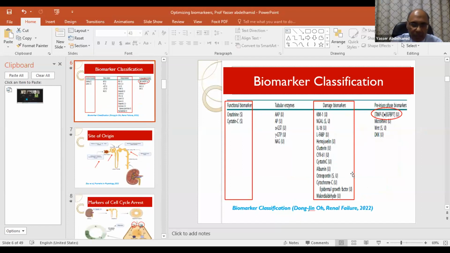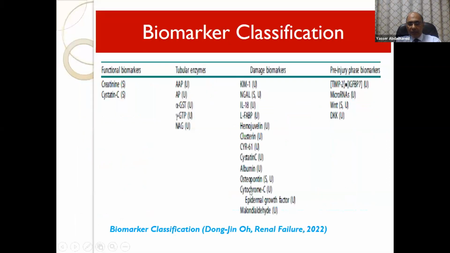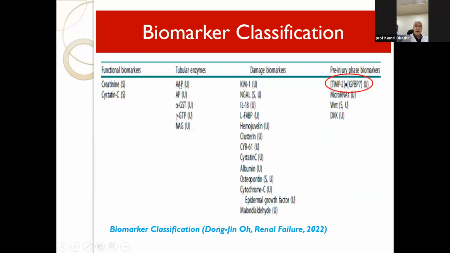Of course, until we have found conclusive markers, the search will continue for other markers that may be more useful than the commonly used ones. If you look at this classification of markers, I think you cannot find a place for fibroblast growth factor here. So it may be an interesting point for research, maybe an interesting coming biomarker for acute kidney injury. Who knows? Maybe.